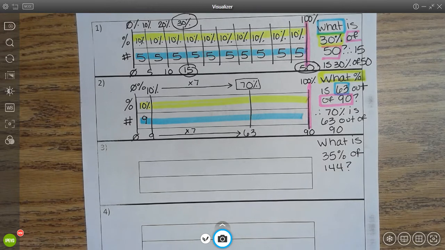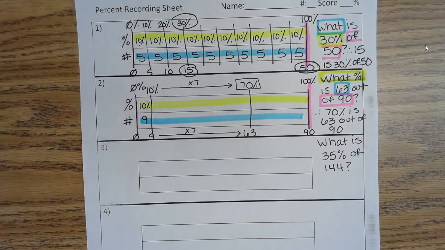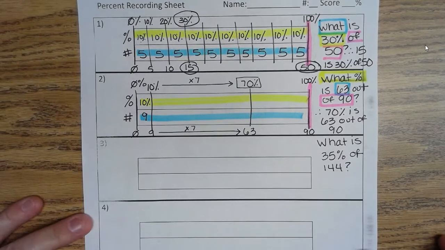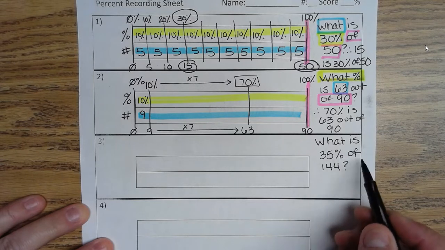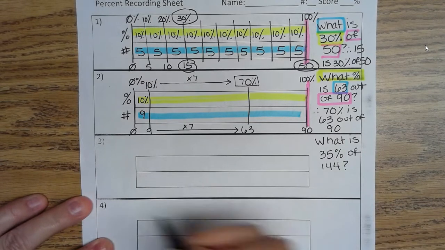I know you're starting to wonder, hey, what do we do when it's a 5%, like 35%? So that's our question today. What is 35%? But it works with any multiple of 5: 5, 10, 15, 20. So our question is, what is 35% of 144?